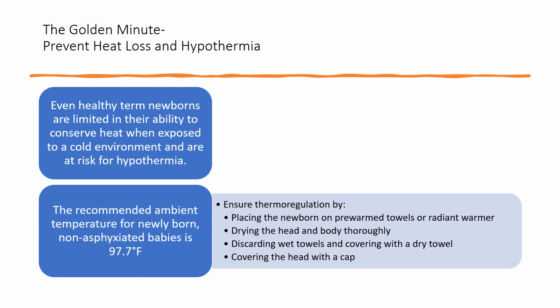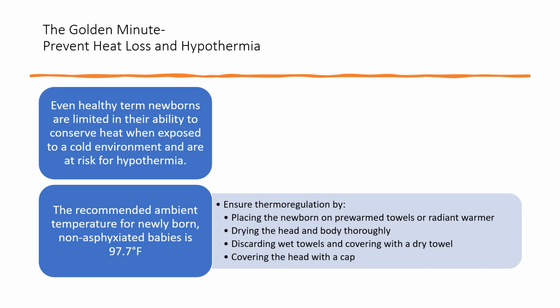So for even healthy terms, getting back onto the hypothermia side of things, they are limited in their ability to conserve heat when they're exposed to a cold environment and at risk for hypothermia. One, they just have way more body surface area than adults do. They lose body heat pretty fast. They can't generate it very much on their own, particularly our preemies. Not only is their skin thinner on our preemies, they have less brown fat, and brown fat is super important. We'll talk about that here soon.